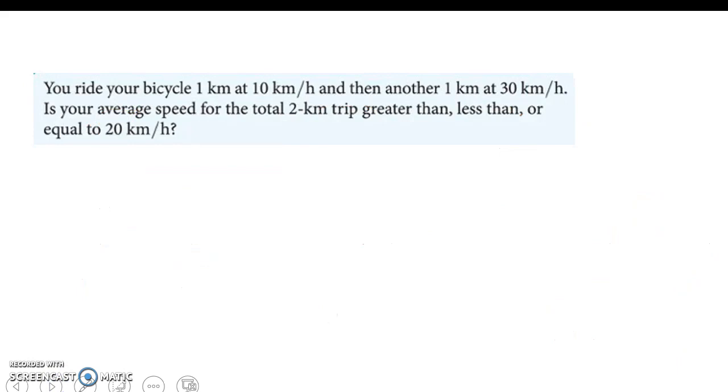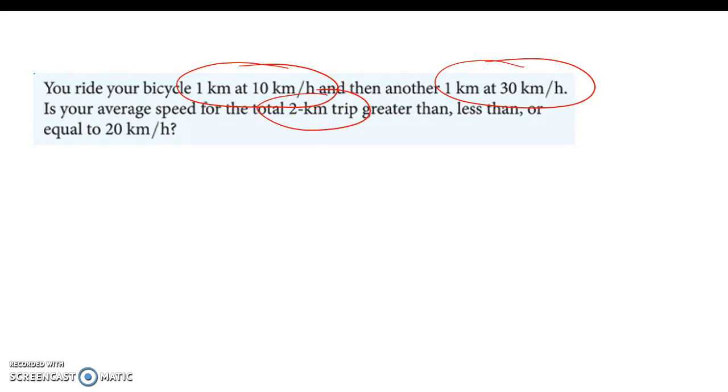Look at another example. So we ride our bike 1 kilometer at 10 kilometers per hour, and another 1 kilometer at 30 kilometers per hour. So we're going a little bit faster there. What is your average speed for the 2 kilometer trip? Is it greater than, less than, or equal to 20 kilometers per hour?